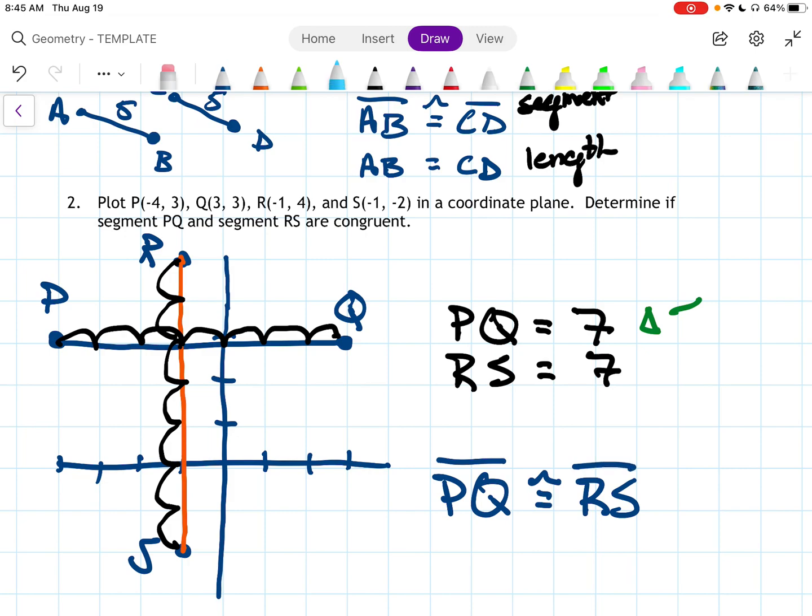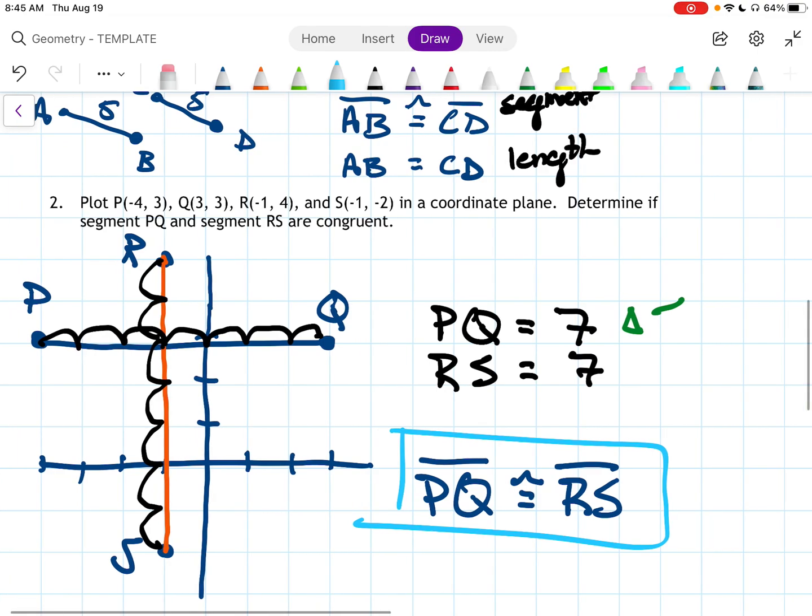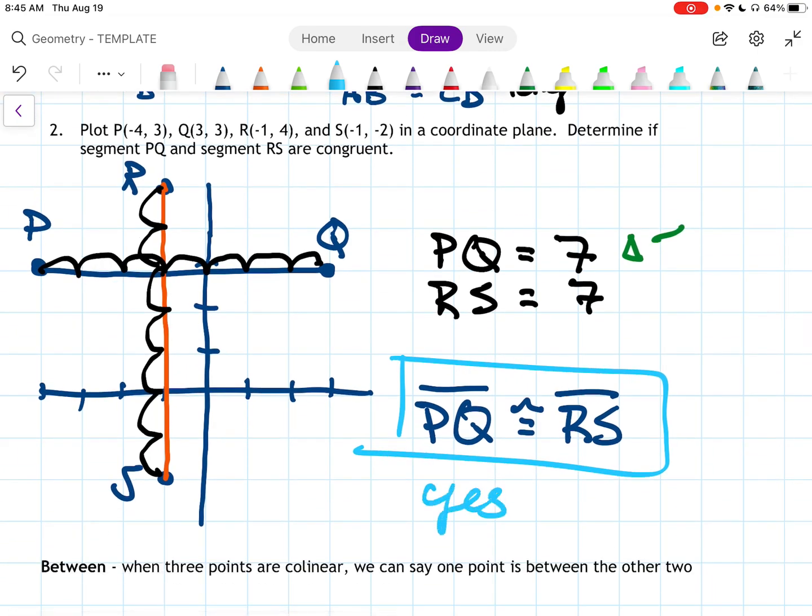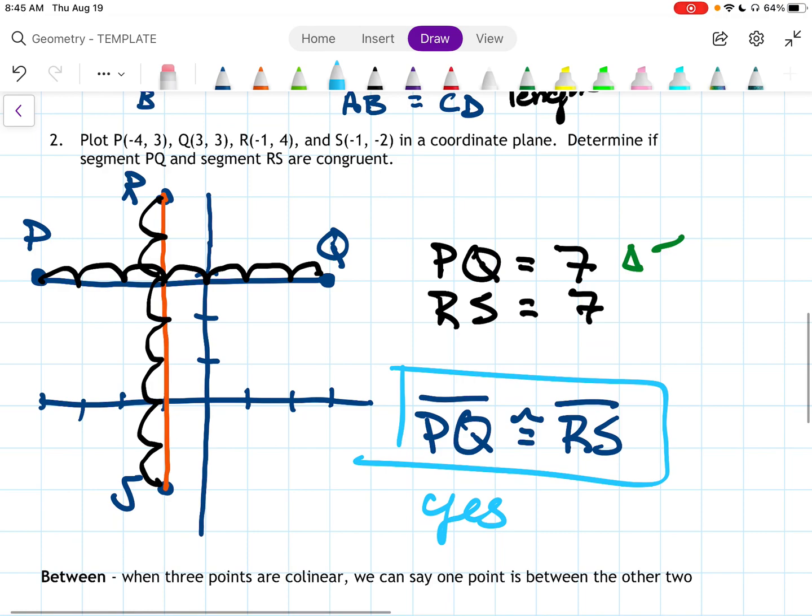All right? And that would be my final answer, right? Because we were supposed to determine if they are congruent. So I'm writing that they're congruent. You could write the word yes if you want to. There's going to be some problems like this on the homework.